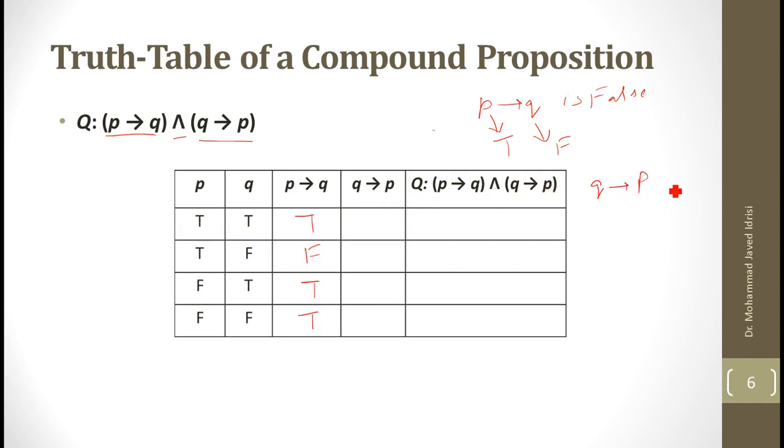Q implies P will be false if the first proposition, that is Q, is true and this one is false. So true implies true is true, false implies true is true, true implies false is false, false implies false is true. Now we have to join them with the conjunction, that is called AND. So true and true is true, false and true is false, true and false is false, true and true is true. This is the truth table of the compound proposition.